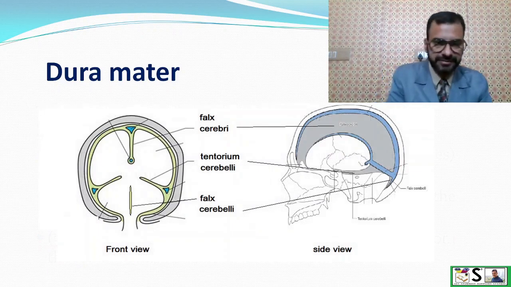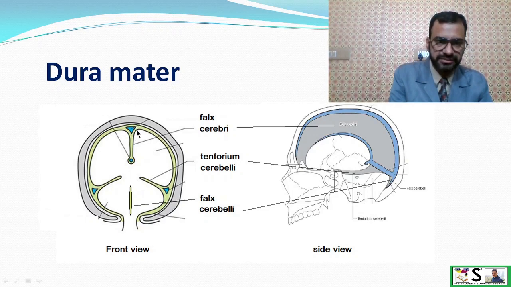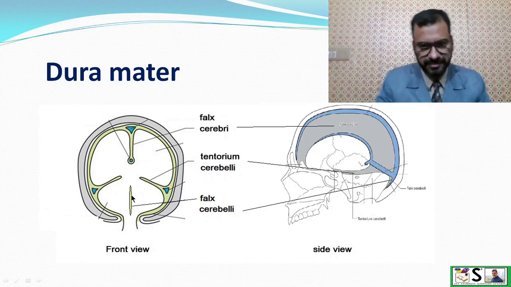Here you can understand that these are three extensions of dura mater. These are two layers, one this and one this. So this inner layer goes inside. This is one falx cerebri. This is tentorium cerebelli, and this is falx cerebelli.